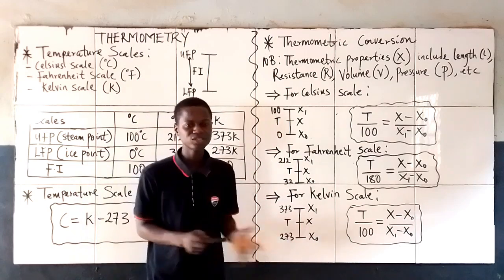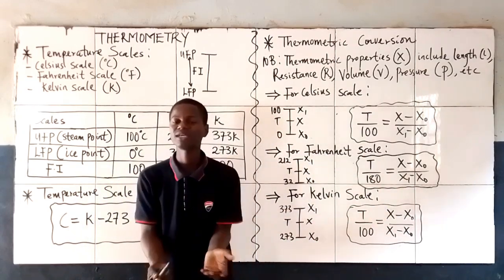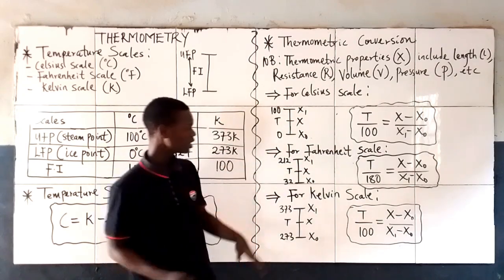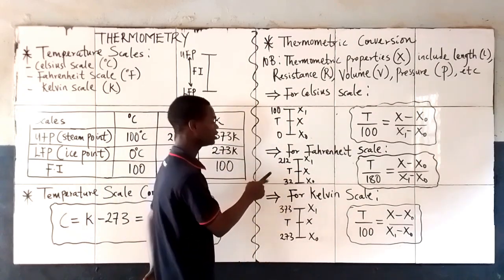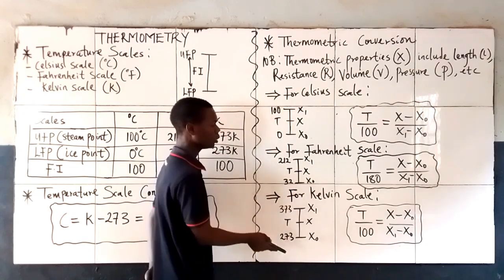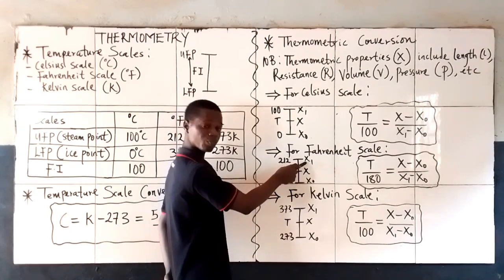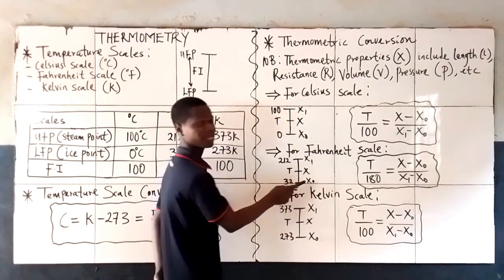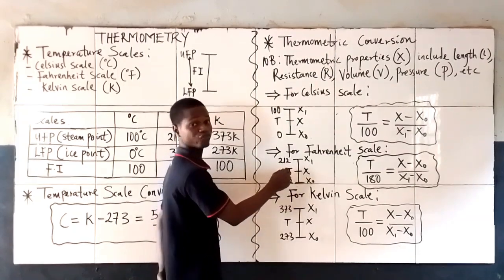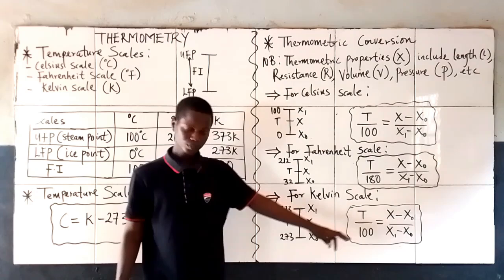But if you were asked to find your answer using a Fahrenheit scale, that means give us your answer in degree Fahrenheit, this is what you should be using. We know that for a Fahrenheit scale, the upper fixed point is 212, lower fixed point is 32. Then the steam point and the ice point values will be given to you. Then this will also be given. Then you'll be made to find temperature. So for this case, this is what you use.